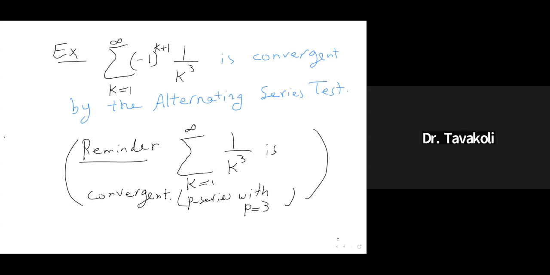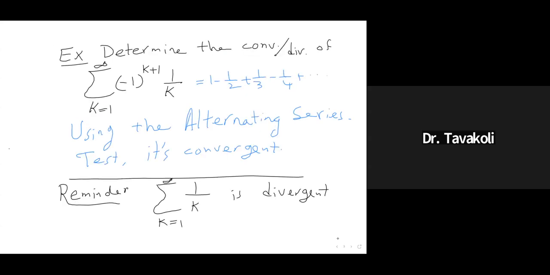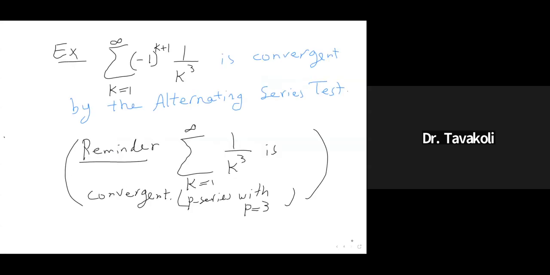In the previous example, sigma of minus 1 to the power of k plus 1 times 1 over k is convergent. It's an alternating series, and it satisfies the conditions of the alternating series test, so it is convergent. But sigma of 1 over k is divergent. But here, both of these two series are convergent.